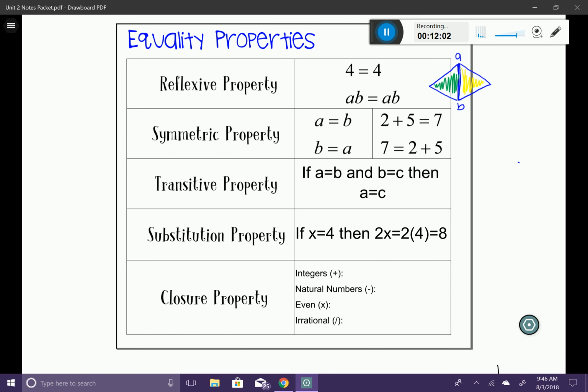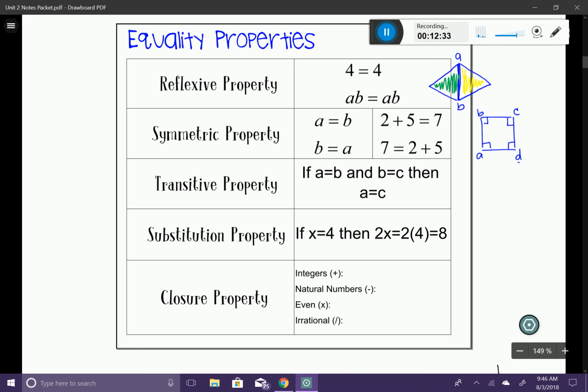Okay, how about the symmetric property? The symmetric property states, and I have two examples here, that A is equal to B, but B is also equal to A. I'm just going to try to make a little visual here for you. Let's just say I have a square, and we know that a square has 90-degree angles, right? Let's call this angle A, and then B, and then C, and then D.